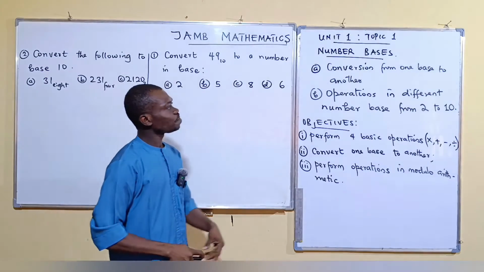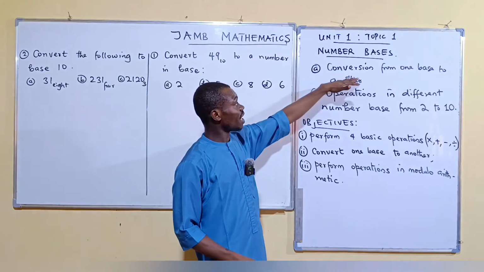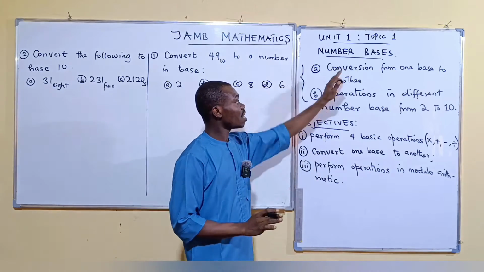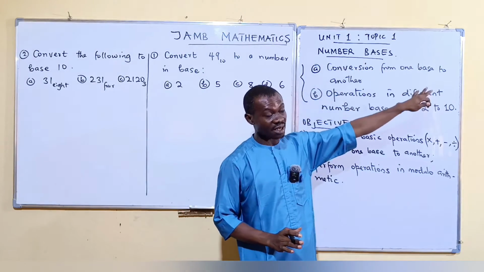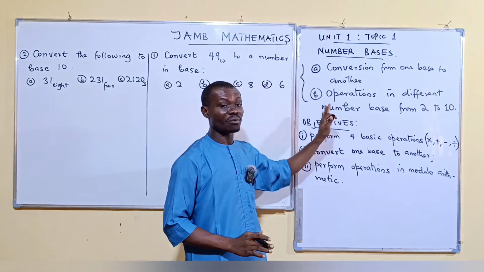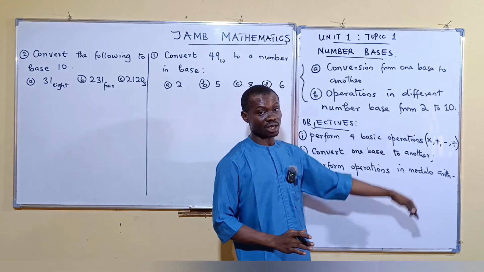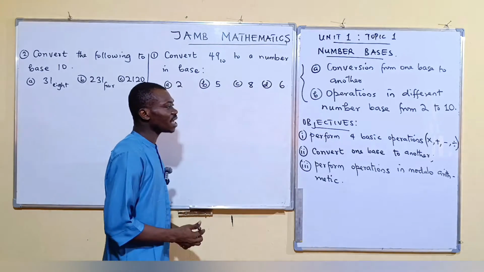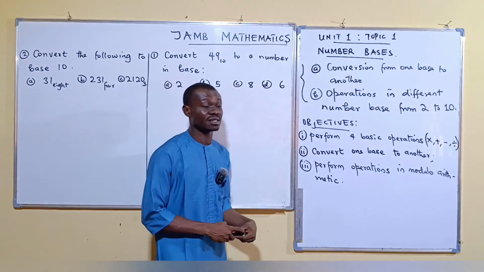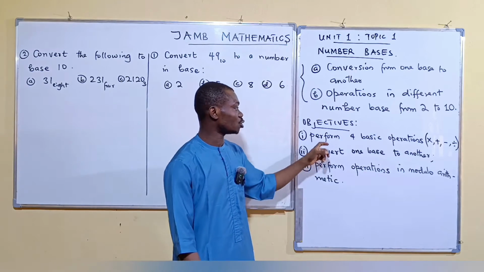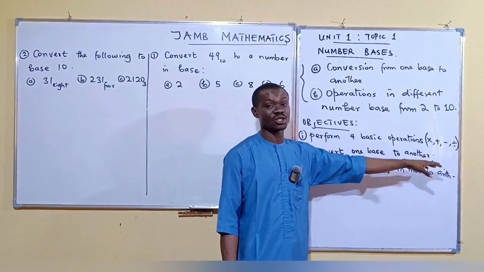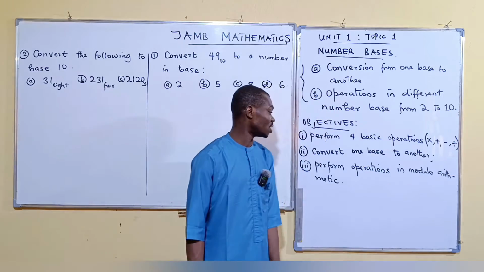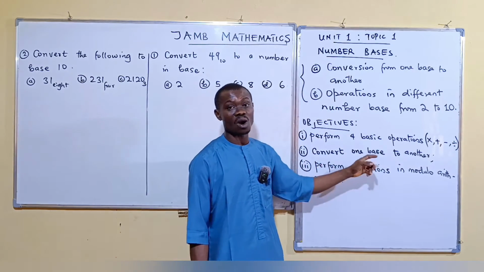Like I said, we have 2 major things to cover under number bases: conversion from one base to another, and then basic operations in different number bases, right from base 2 to base 10. Now, what are the objectives of the lesson? At the end, every student should be able to perform the 4 basic operations. Remember, I said multiplication, addition, subtraction, and division.